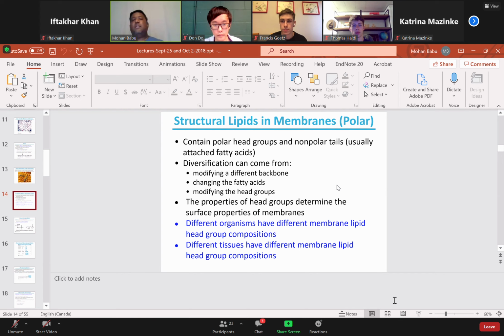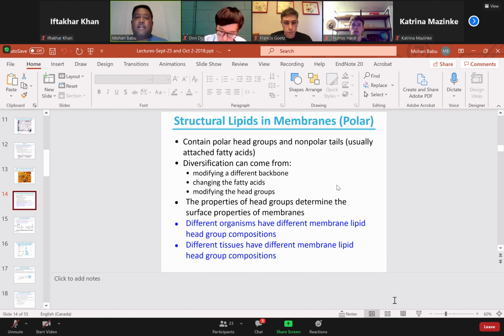Okay, so let's talk about this slide a little bit, just to brush up the memory. What we'll talk about today is the polar structural lipids. Basically, these polar structural lipids contain head groups that are polar, and the tails are non-polar.